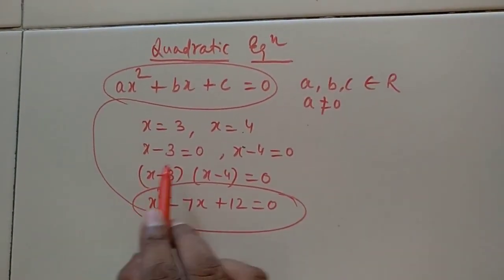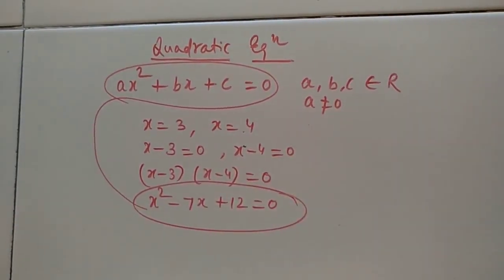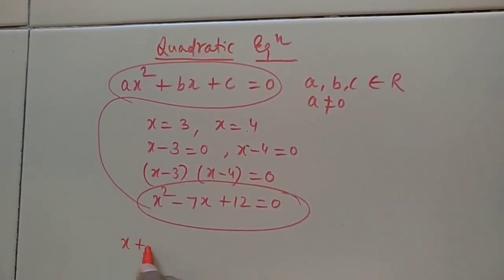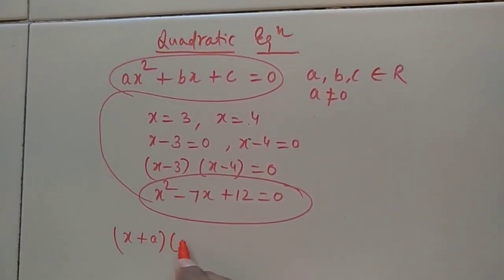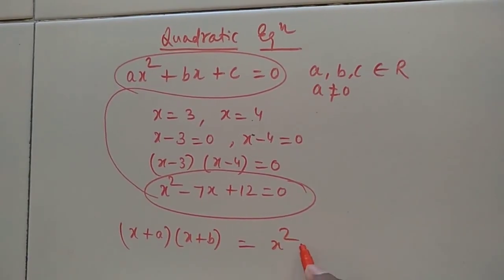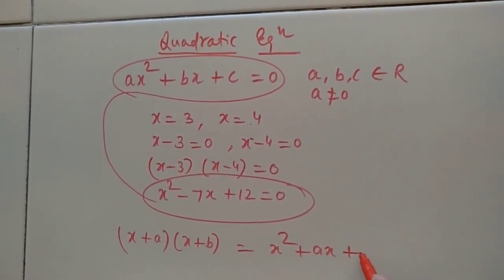Now look at this form. Is it not the standard quadratic equation? So it is just a combination of two linear equations. This is an equation with a polynomial of degree 2, made from two linear equations. Now x is 3 and x is 4, so you get the two roots.